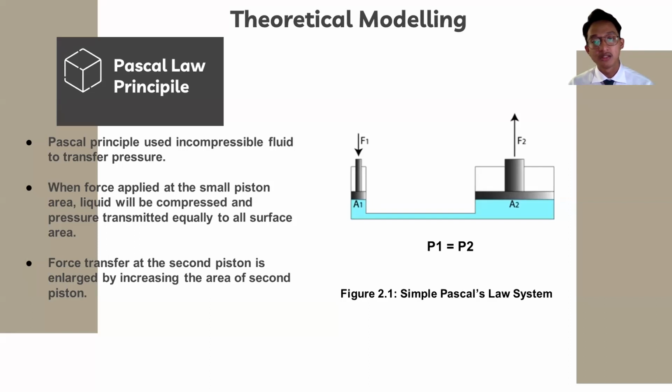Pascal's law principle is involved in supplying pressure during the compression. Pascal's principle uses incompressible fluid to transfer pressure. The pressure transferred inside the system is equal in every area, and the force is enlarged by increasing the surface area of the second piston.